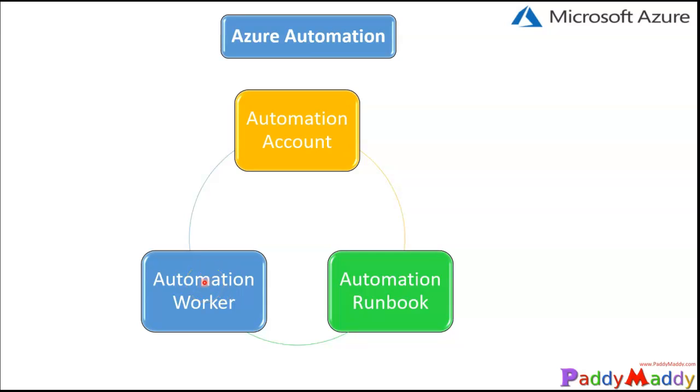And if you want to have your own runbook worker, in that case that's called the hybrid runbook worker. You can create an environment where all of your automation runbooks will execute from that place, or from that specific runbook worker. So that's called the automation worker.